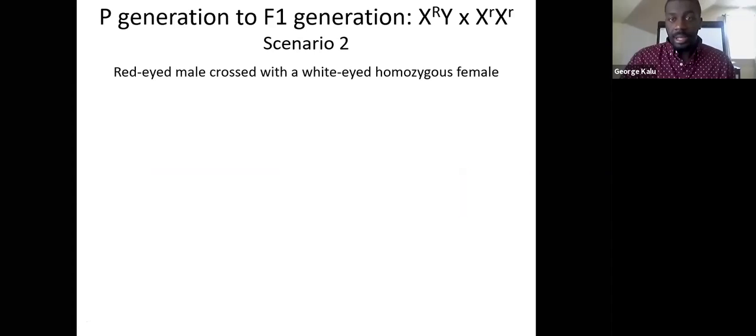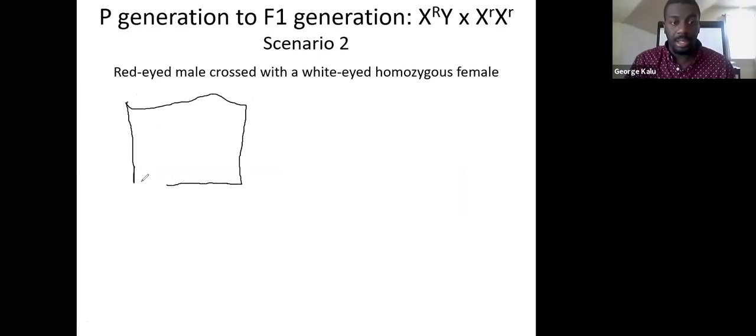All right, let's change up the scenario a little bit. So now let's say we're looking at a red-eyed male, okay, and we're going to cross him with a white-eyed homozygous female. So again, let's do our Punnett square here. Here's our Punnett square. So we have a red-eyed male, which is going to be X big R Y.